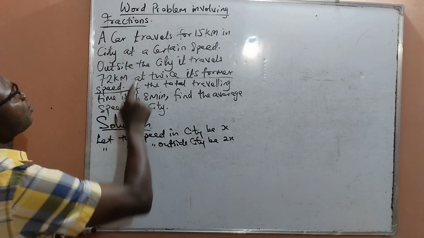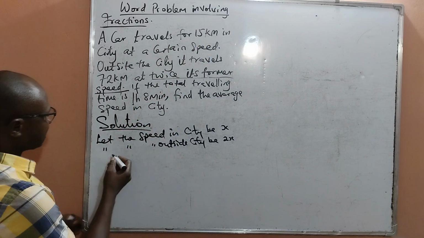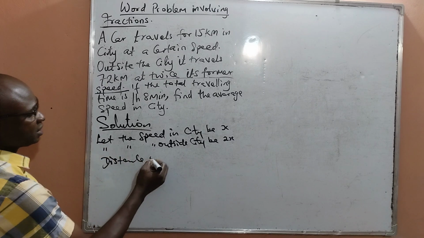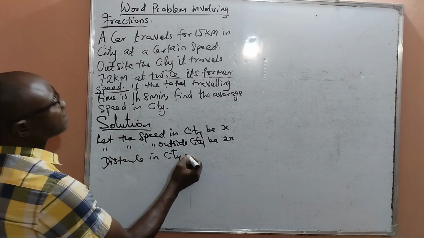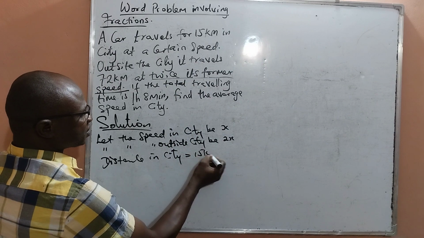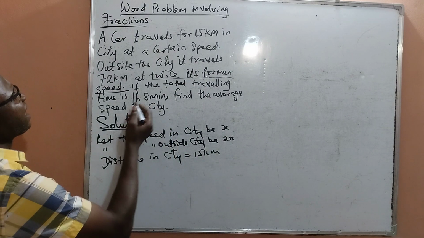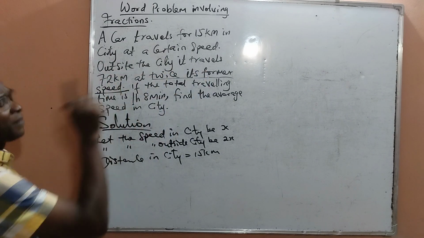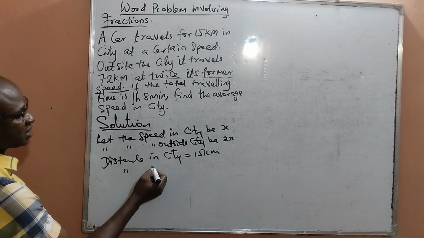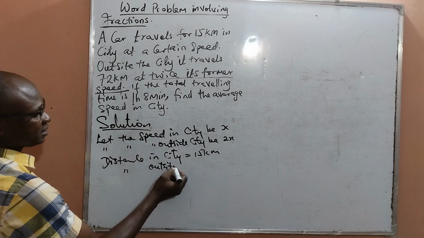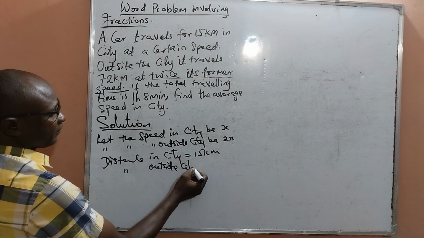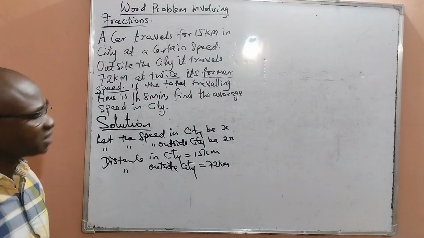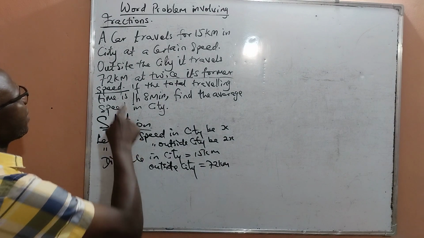Good. But then, what about the distance? The distance in the city is given to be 15 kilometers, while the distance outside the city is 72 kilometers. Therefore, distance outside the city is equal to 72 kilometers. So the information is complete.